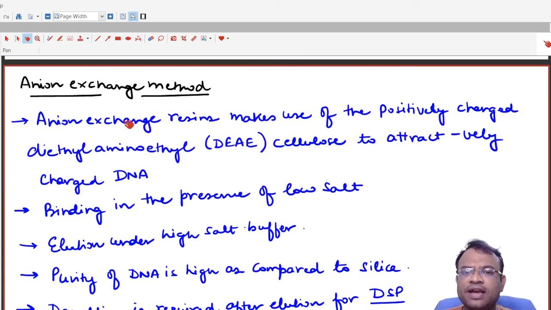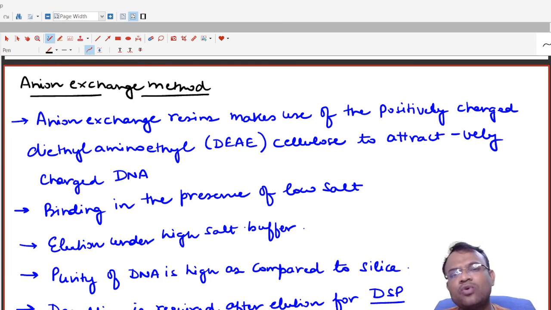The next method is anion exchange method. You might have heard about the ion exchange chromatography. In that also we have already studied anionic exchange chromatography. I have already made a video on that. If you have not read about that, you can just check out my previous videos. So anion exchange method, what does it mean? It simply means that you want to exchange an anion. What is basically anion? Anion is something that is negatively charged.